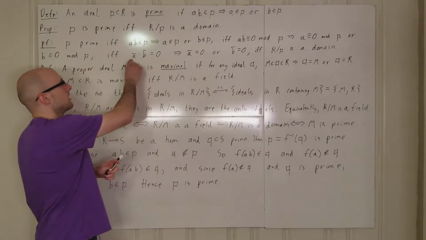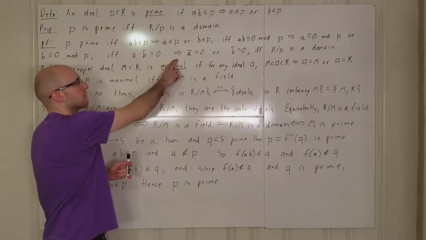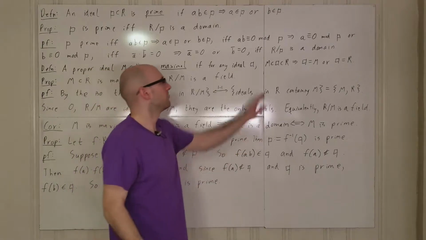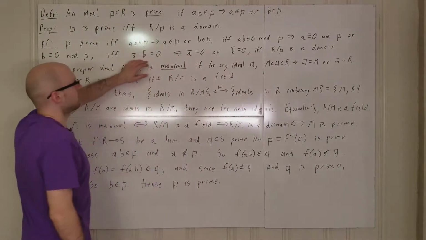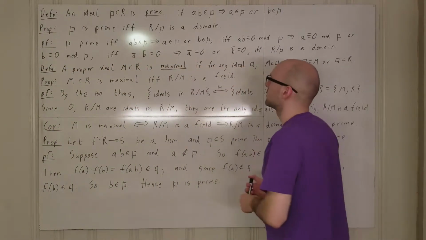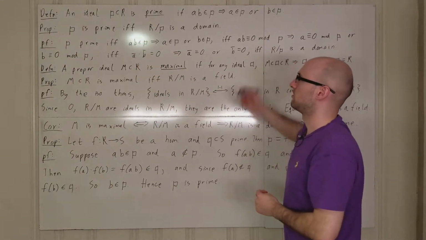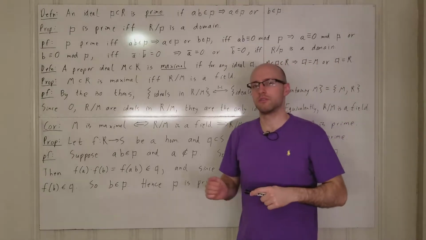But look at this. This says the product of two elements is 0, and this implies that one of the two elements must be 0. And that's exactly what it means to be a domain. And of course, these are all elements of the quotient ring, and so the quotient ring is a domain. Alright, so we have if and only ifs going all the way through, and so these two things are equivalent. So that's what a prime ideal is.